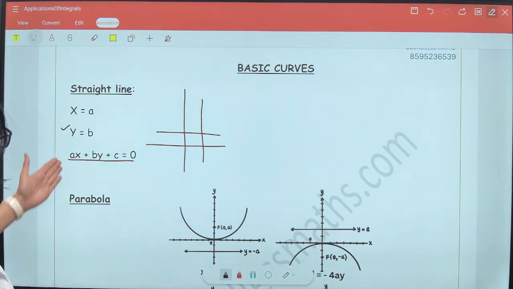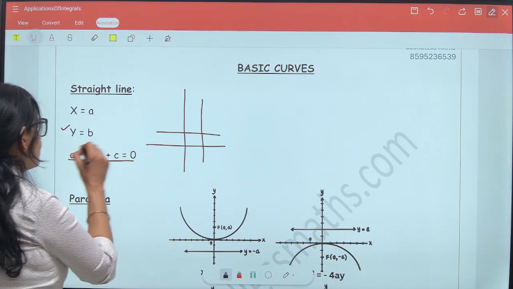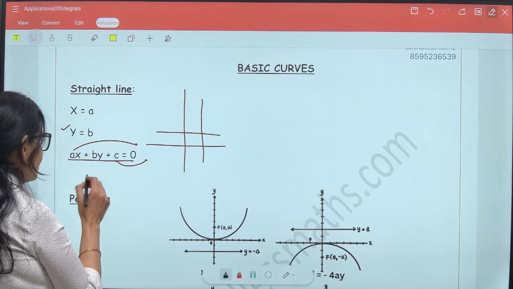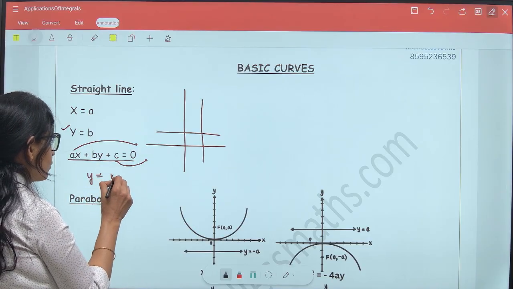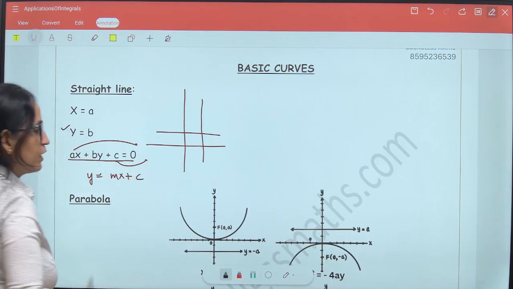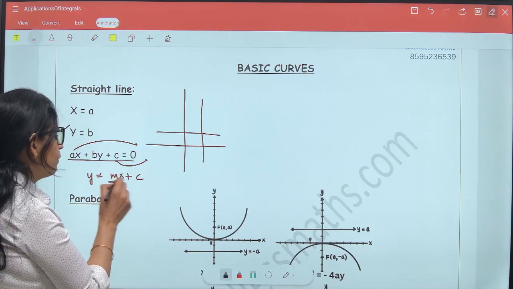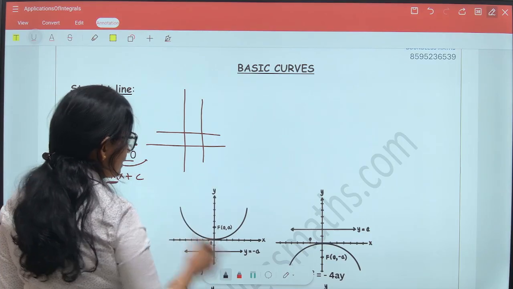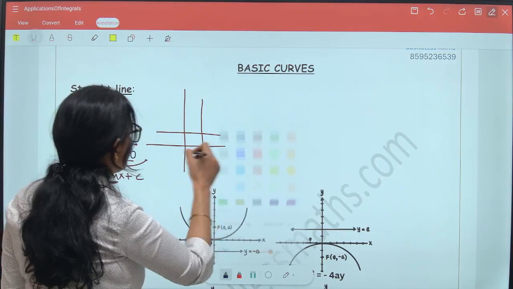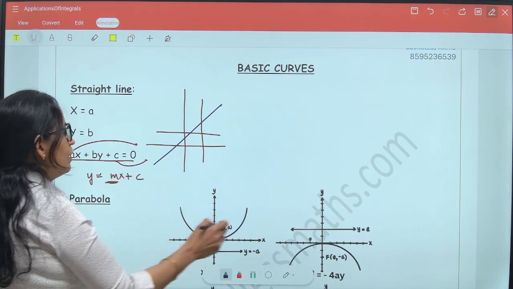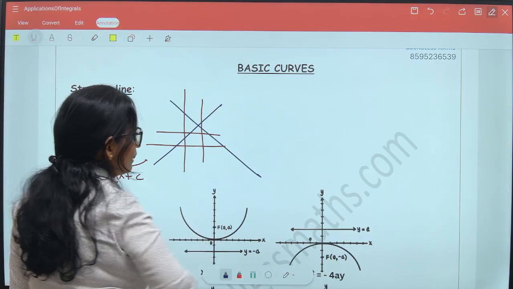Now if you are given an equation like this, just transpose ax and c to the other side and bring the coefficient of y also to the other side to get it into a form y is equal to mx plus c. Why we are doing this is to understand what is the slope of this line. If the slope of the line is positive, that means this line is going to make an acute angle with the x-axis. And if the slope of the line is negative, it will make an obtuse angle with the x-axis.